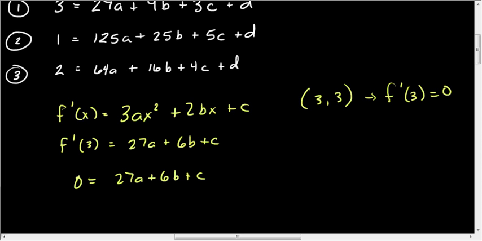There's number 4. All right, so let's take these 4. We have 0 is equal to 27a plus 6b plus c.